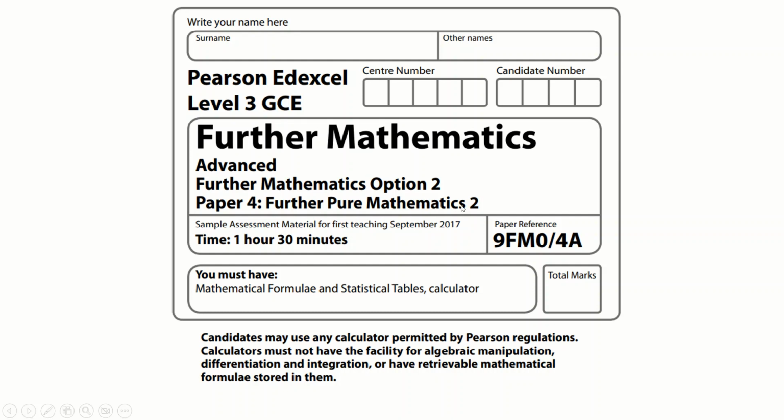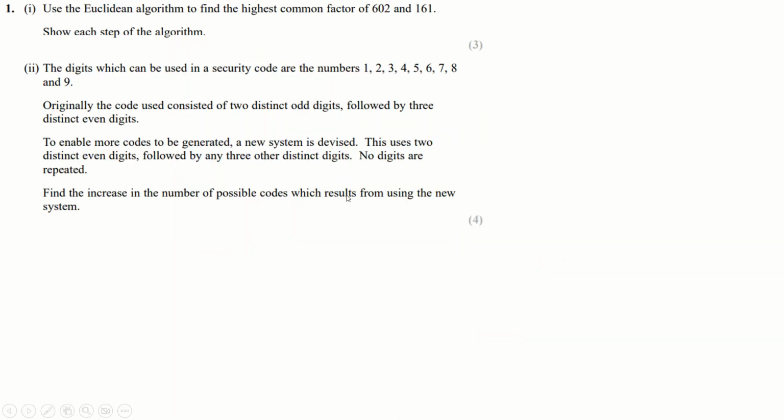This is the FP2 Further Pure Maths 2 sample paper from Pearson Edexcel. Let's go right into it.